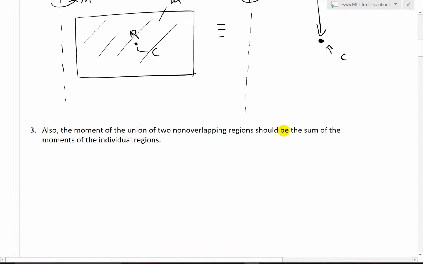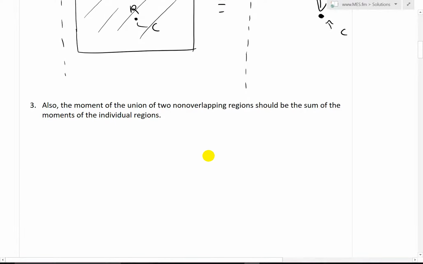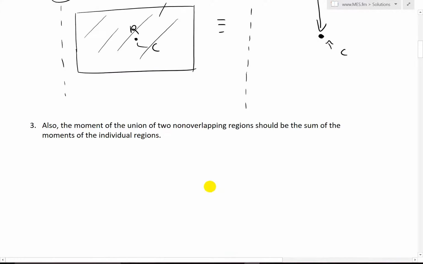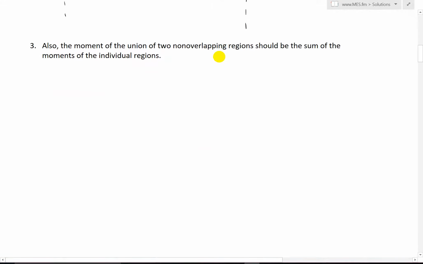And then the last principle we're going to go over is that the moment of the union of two non-overlapping regions should be the sum of the moments of the individual regions. What this means is, similar to the second one, say you're taking the moment about this line, finding the moment there, and you have two non-overlapping regions like this. So you want to find the full moment about this, and again you'll look at each individual centroid.